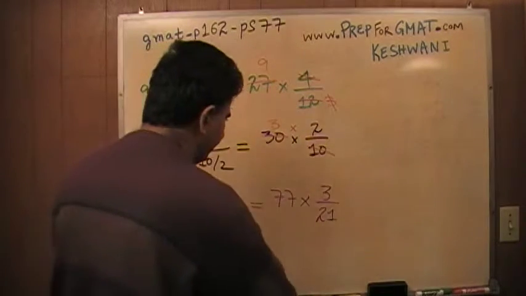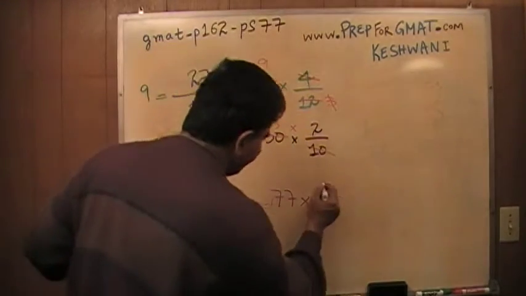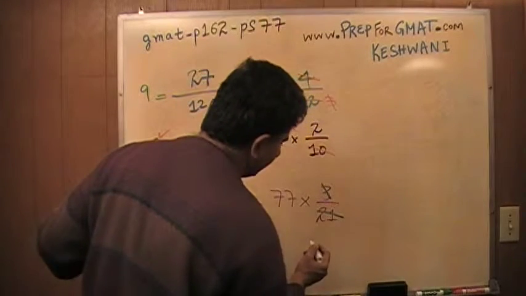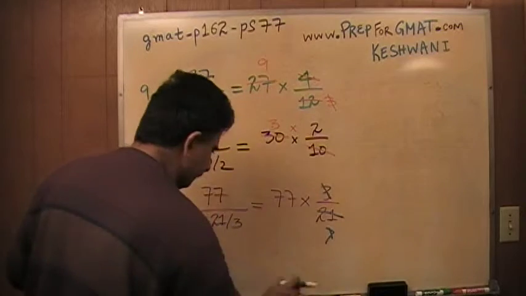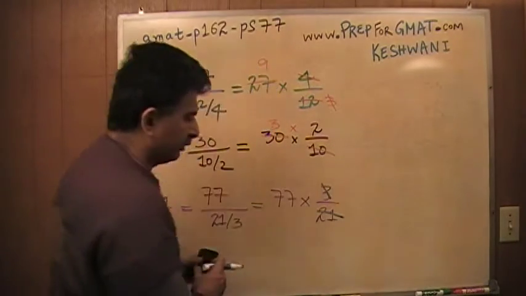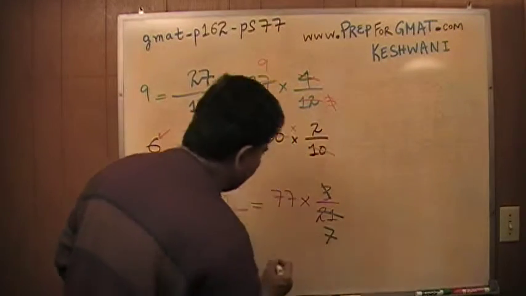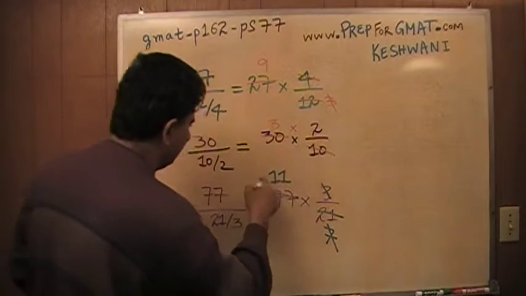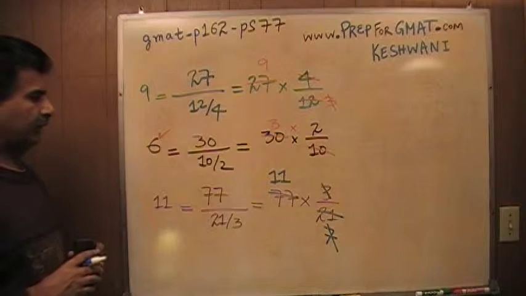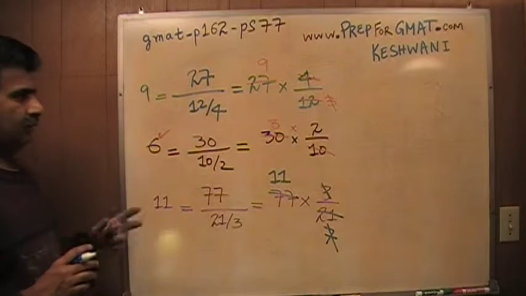And let's see what we can do here. 3 goes into 21 7 times. And then 7 goes into 77 11 times. And voila, you see, we got 11. So that's what we're going to do here.